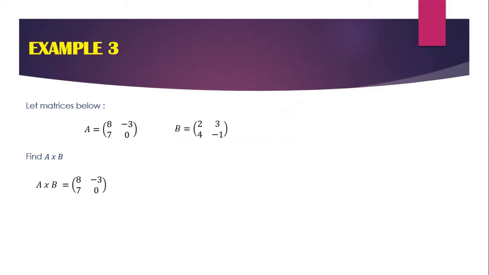A times B equals 8, −3, 7, 0, times 2, 3, 4, −1. Again, the concept of matrix multiplication is row to column. Next, A times B. Here is the process. 8, −3 go to 2, 4 component. So we got 8 × 2 + −3 × 4. We got 4. Here we are.